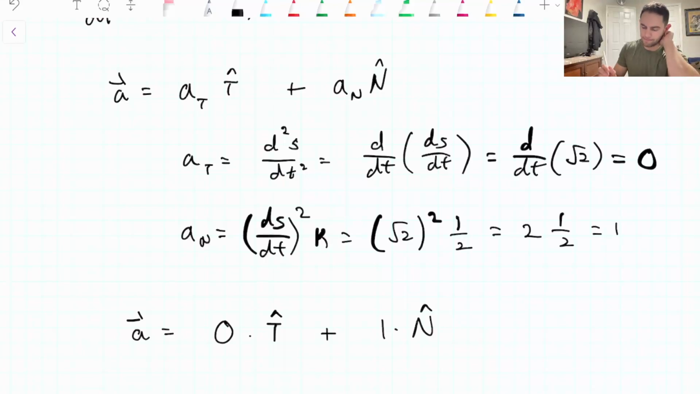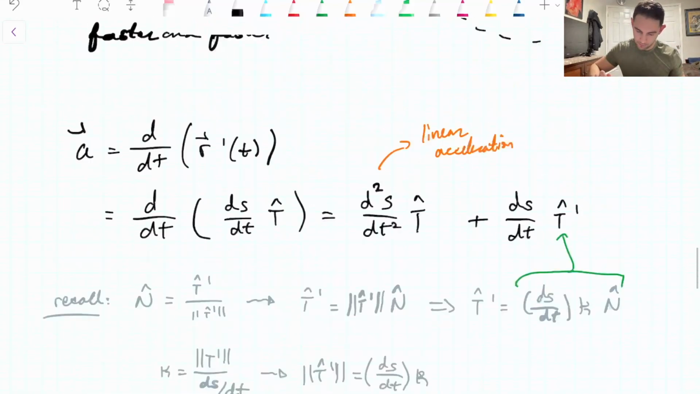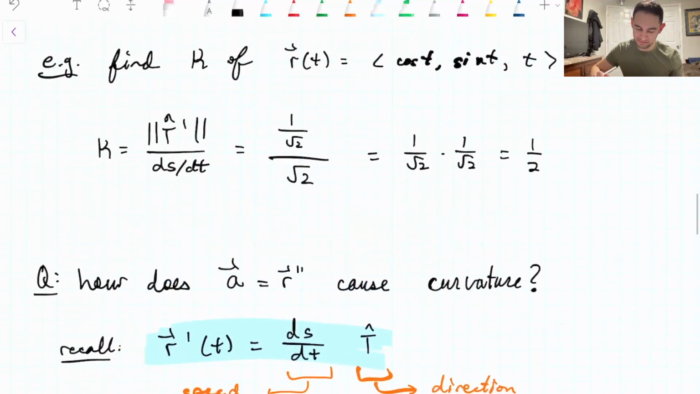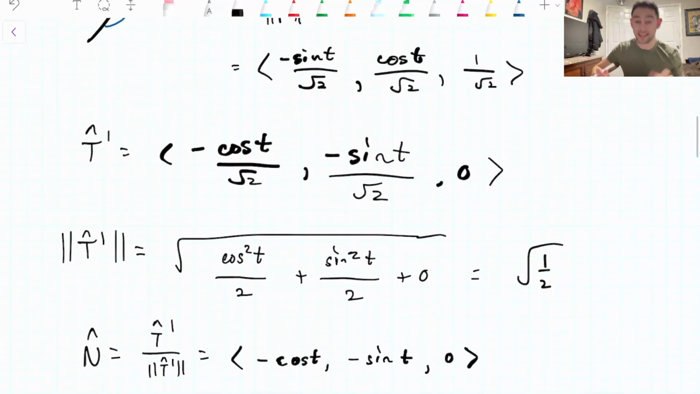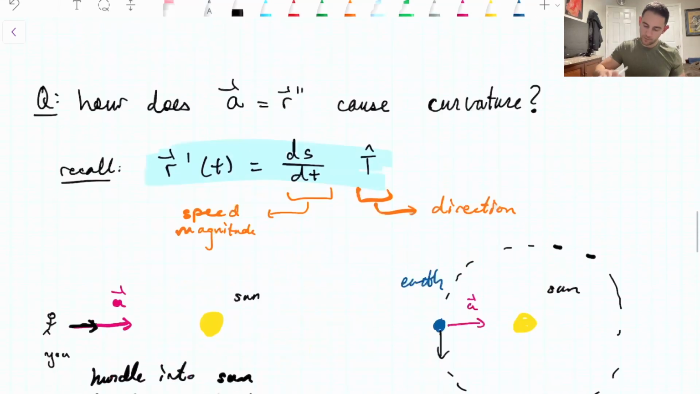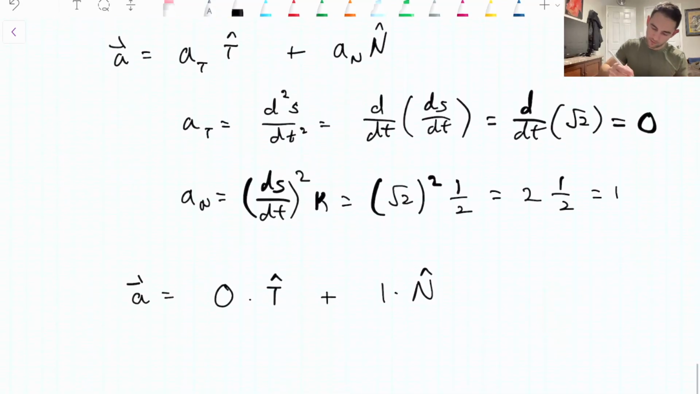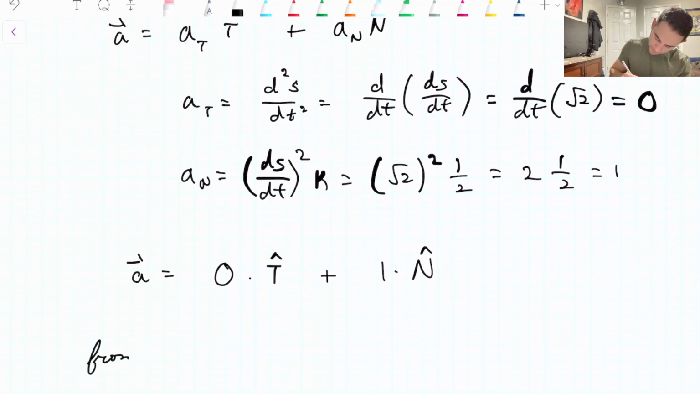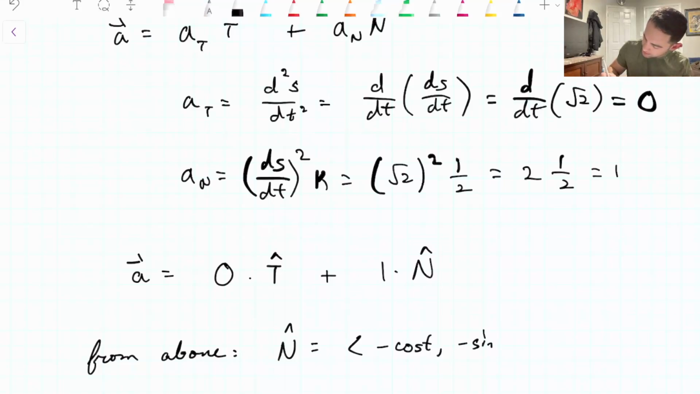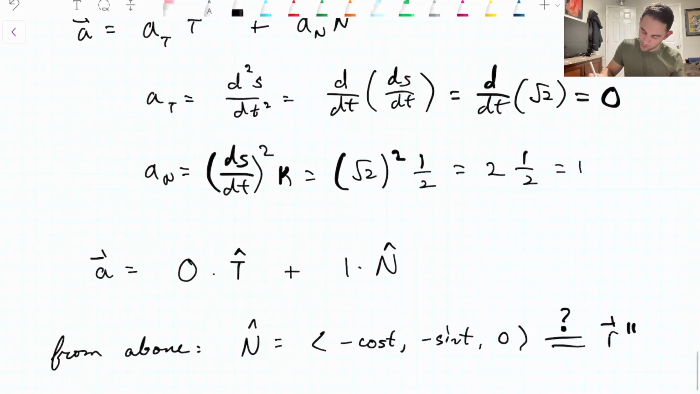Let's see if we agree with that. We computed n hat not too long ago. It actually was kind of long ago. Here was n hat. N hat was minus cos t, minus sine t, 0. So from above, we found that n hat was minus cos t, minus sine t, 0. The question is, do we agree that this is equal to r double prime of t?